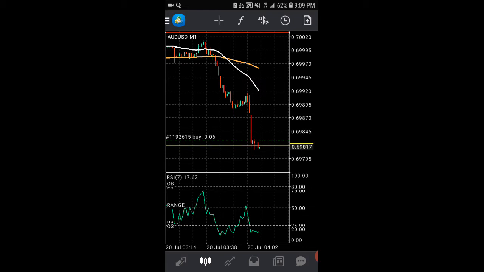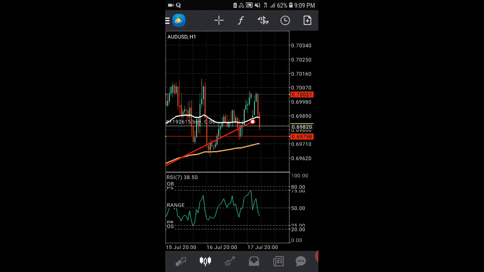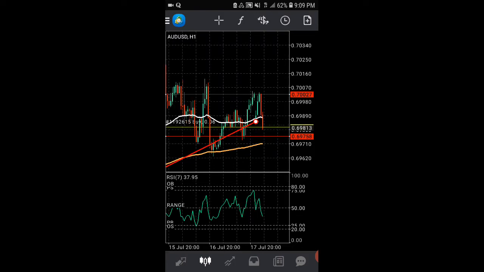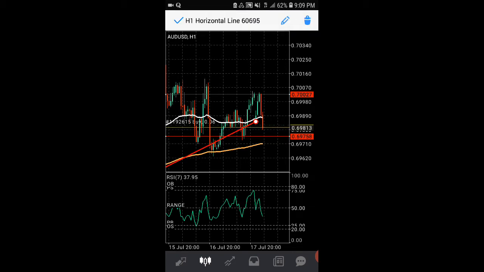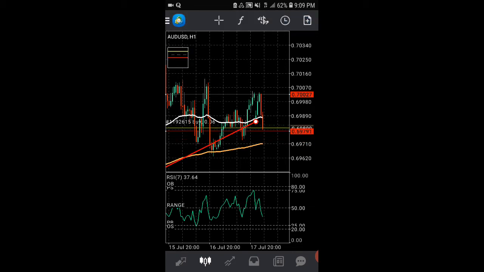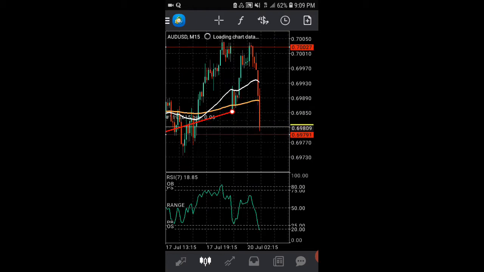Don't stay down here for long. A 7 RSI at a close. See now, look where it's at. On the 1 hour, it's down here, so I will probably move this up to here because that's probably where price is. It's right at price. So like I said, we come back down to 15.